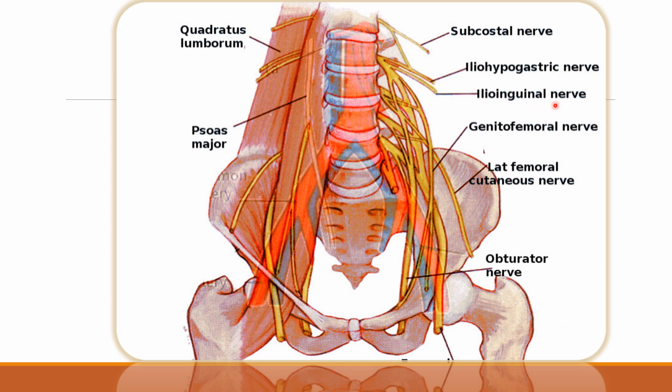So like that, the inguinal nerve supplies the transverse abdominis as well as the internal oblique muscles also.